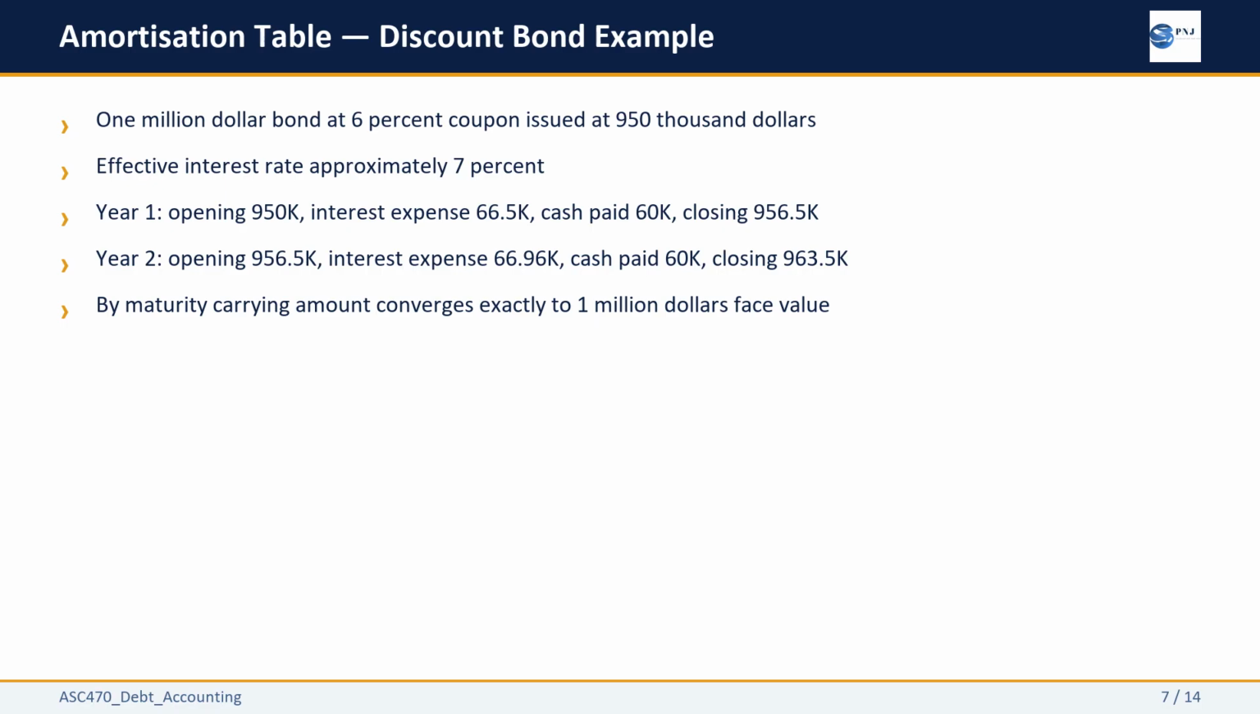$66,500 of interest expense. You only pay $60,000 in cash. The $6,500 difference accretes onto the carrying amount, bringing it to $956,500. Each year the balance grows a little more, until at the final year it reaches exactly $1 million. That is amortized cost in action.